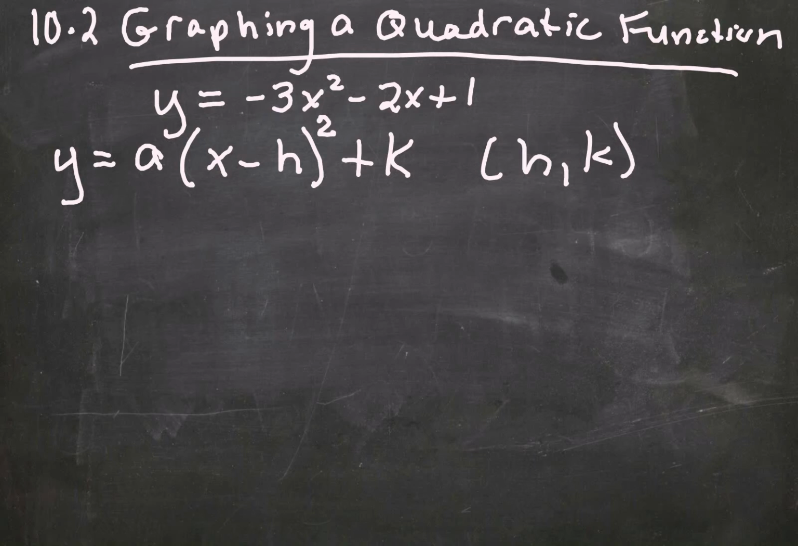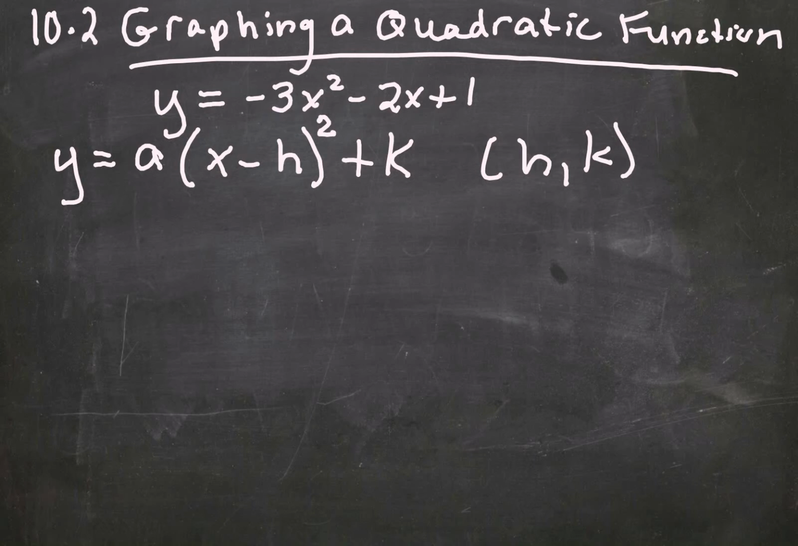The a will let us know a little bit about whether it opens up or opens down, and the thinness, how wide the quadratic is, or if it's thinner. So first of all, let's see if we can get our quadratic in this form, and we're going to do it by completing the square.